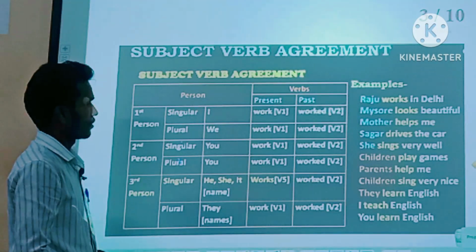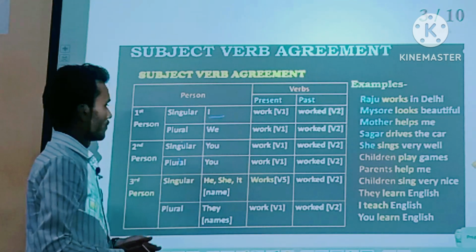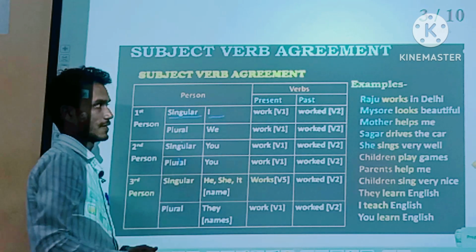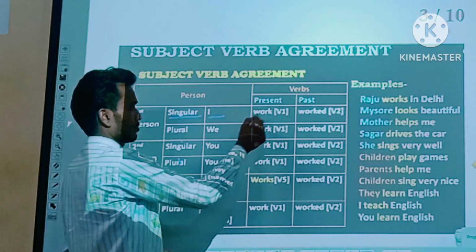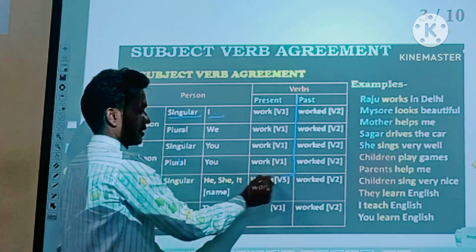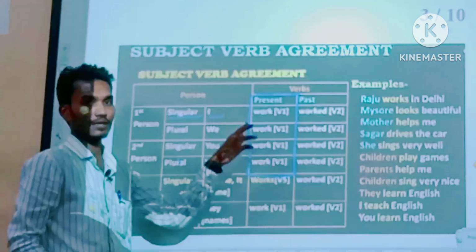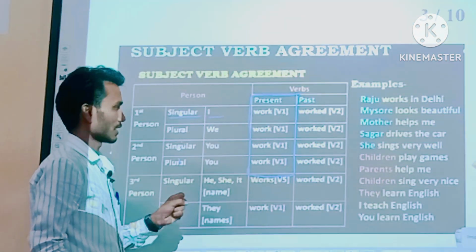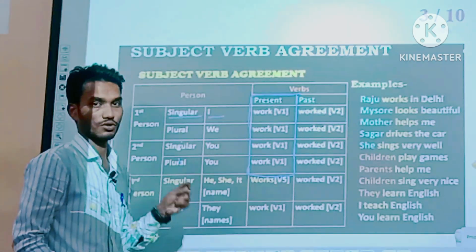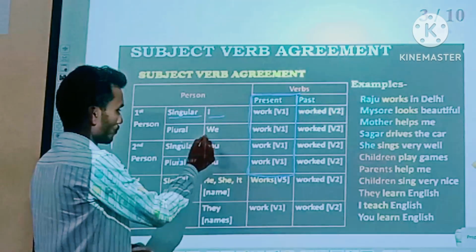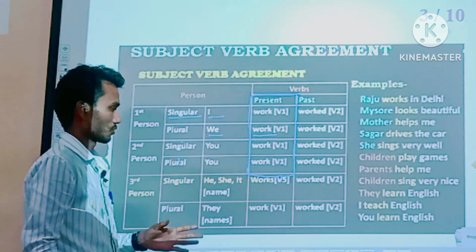So then we have the rule, right? So I is first person singular, right? Here, in the present tense, the verb must be singular, right? Say for example, I work in Mysore, you could say, right? But we are not supposed to say I works, it's wrong. I work in Mysore. We, first person plural, we should say we work in Mysore, right?